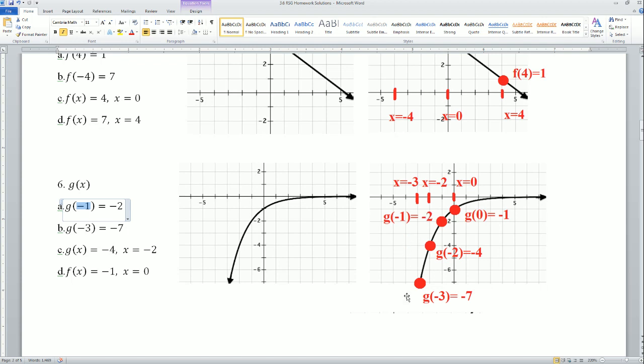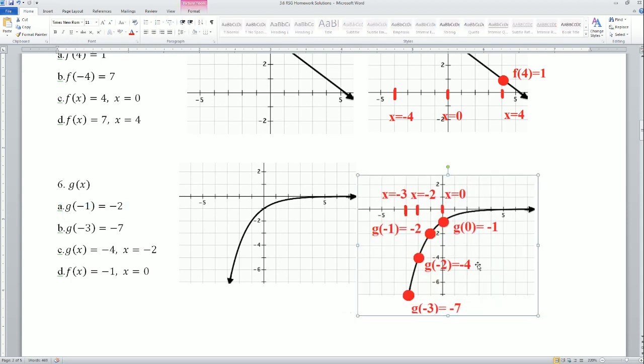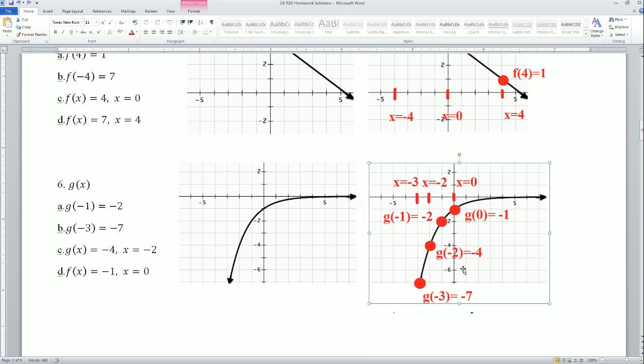Your input of negative 3 gets you the output of negative 7. Your output of negative 4 right here, do you see that? It is from having an input of negative 2. Your output of negative 1 is because of your input of 0.